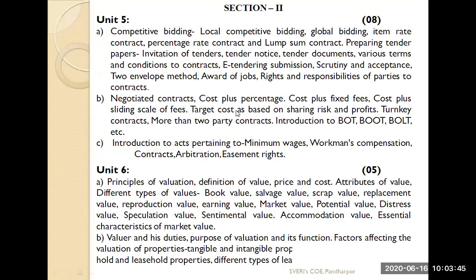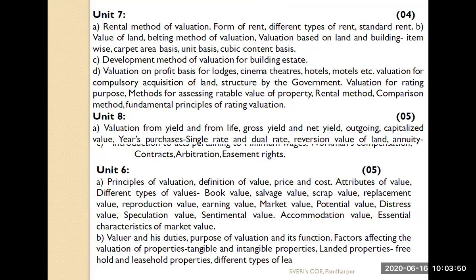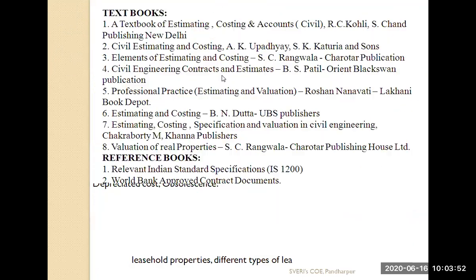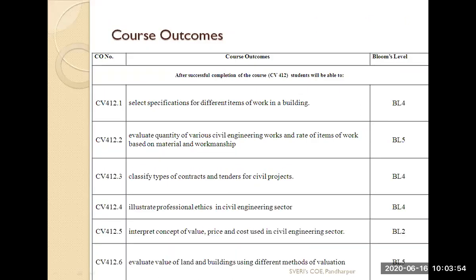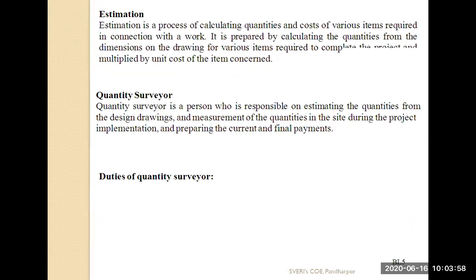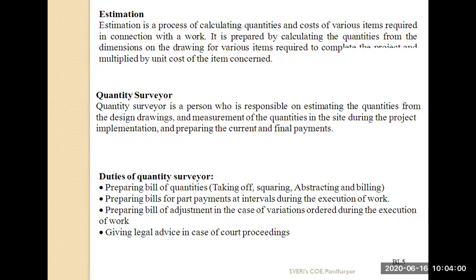The first section deals with the quantity estimation, while the second section deals with the contracts, tenders and valuation processes. So in total we have 8 chapters. Then we discussed the course outcomes for all these 8 chapters. Then we began with the definition of estimation. What is estimation? Once again we'll revise some part.